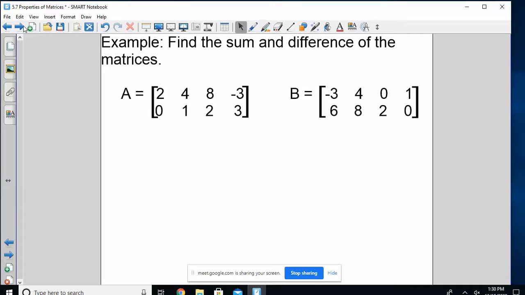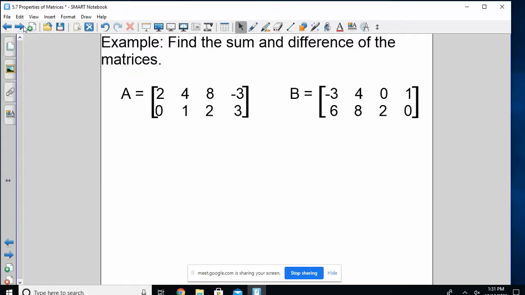So 2 plus -3. Let's go down that first row. 4 plus 4. 8 plus 0. -3 plus 1. Okay. Second row. 0 plus 6. 6. 1 plus 8 is 9. 2 plus 2 is 4. And 3 plus 0 is 3. So that is my A plus B. So you should always end up with the same columns. Yes. So whatever size those are, that would be your final answer as well.